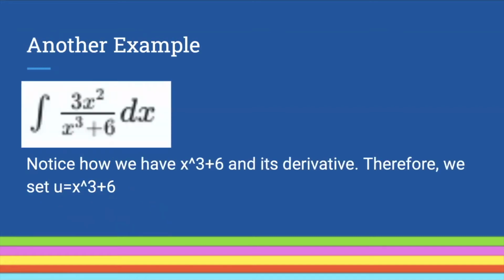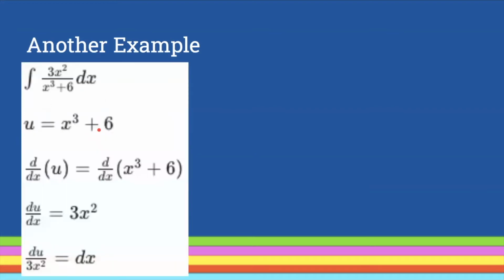So here is another example. We have x cubed plus 6 and its derivative, 3x squared. So therefore, we set u equal to x cubed plus 6. All right, and then differentiating both sides of the equation, the left side becomes du over dx. The right side, you take the derivative. So the derivative of this is just 3x squared, and then you isolate dx.